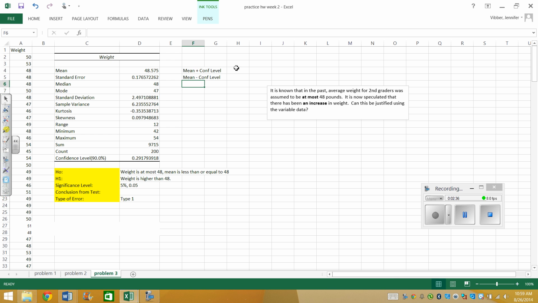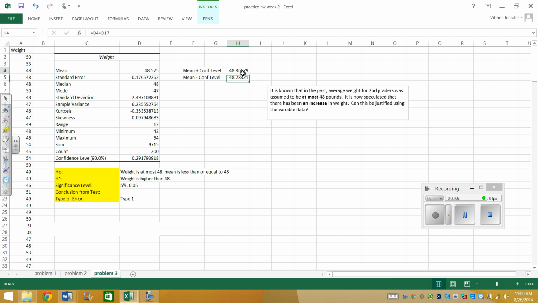All right, so our mean plus the confidence level, what I can do to get that is I can click on this cell here, hit equals, which you're going to see show up here. I'm going to hit equals, and then I'm going to take the mean, hit the plus, and then touch the confidence level, hit enter. There's our upper level, and then the mean minus the confidence level. I'm going to hit equals, mean minus confidence level, enter.